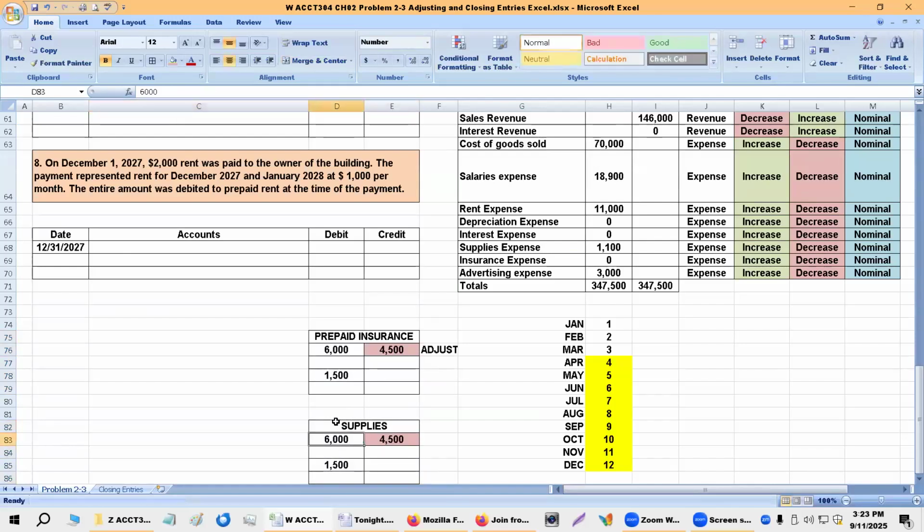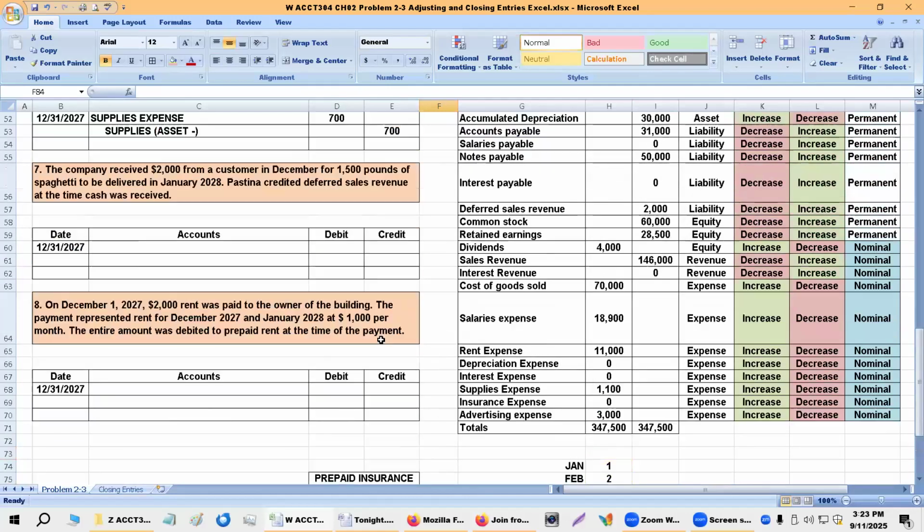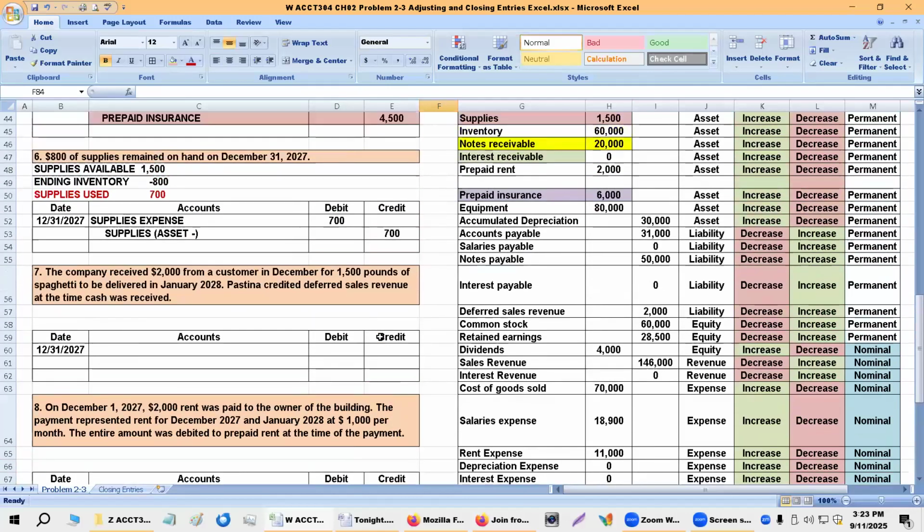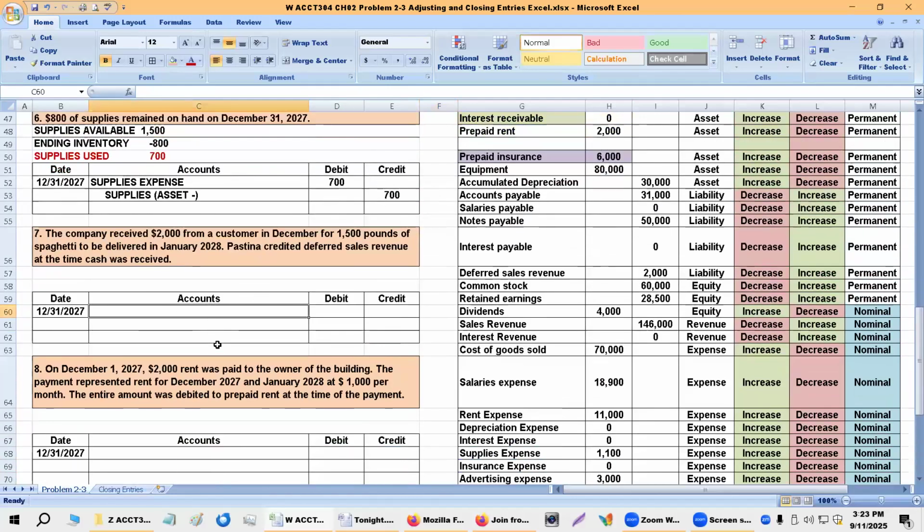Supplies had 1,500 in the account. We used 700. There would be 800 left in there, which is what we want to be in there because that's the ending. They went out and counted up, so there's only 800 left. Well, that's what we want. So this would be the adjusting entry. All right, let's go to number 7.